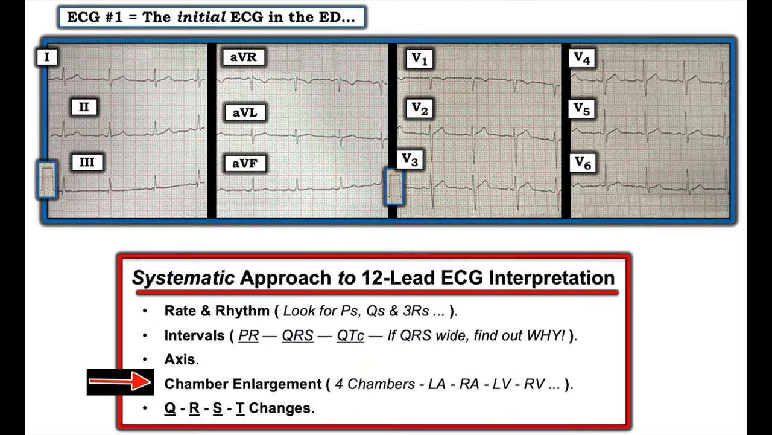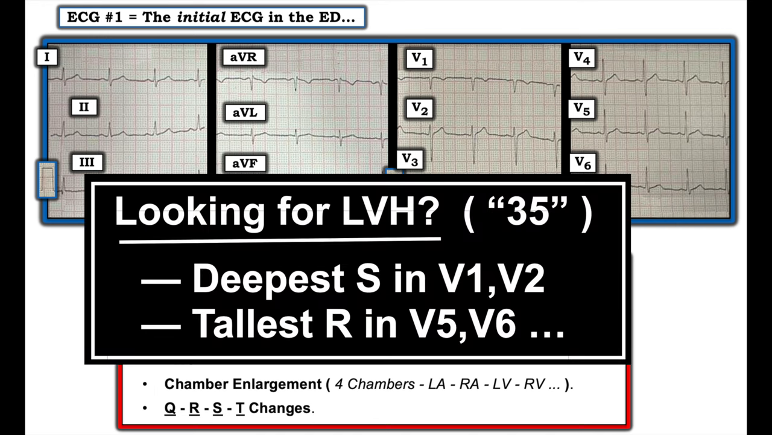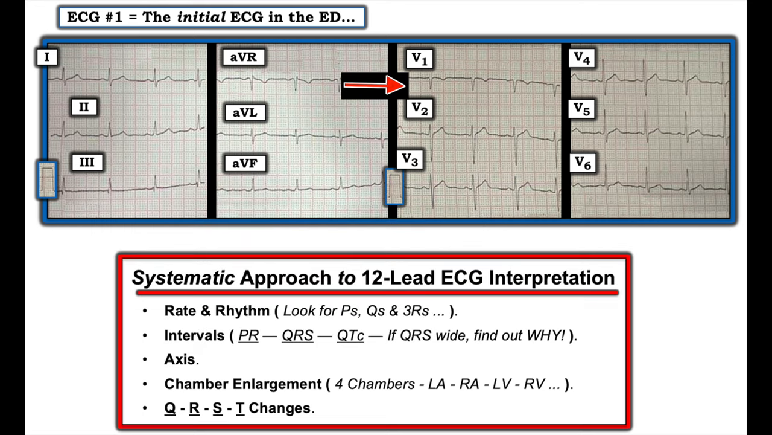Chamber enlargement. I alluded to the number 35 as the best single criteria in my experience for assessing for LVH. Sum of the deepest S wave in leads V1 or V2 and the tallest R in V5 or V6. We're nowhere near that. I'm looking for criteria for all of the four chambers. There's no chamber enlargement here.